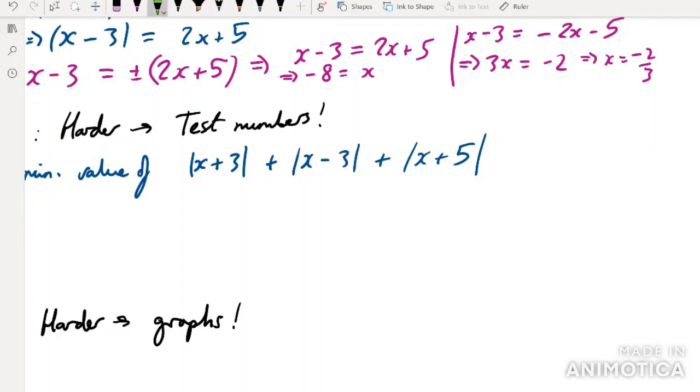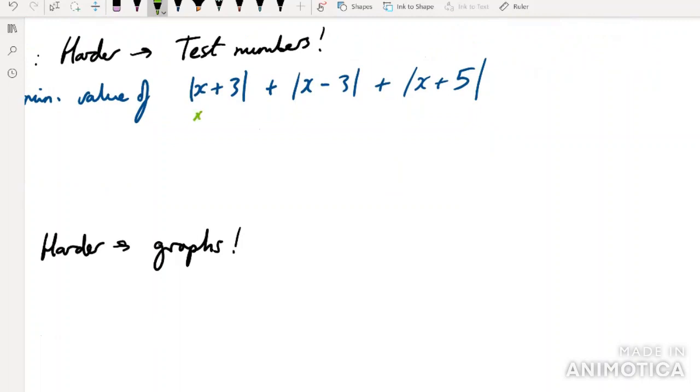And with moduluses, when's the minimum likely to occur? Well, it's going to be when one of them is 0, because otherwise you're sort of just wasting it. The least they can be is 0. So if one of them is 0, that's the best you can do. And so there's very few numbers to test here. We're just going to test when x equals minus 3, when x equals 3, and when x equals minus 5. Let's just see what the values are for each of those.